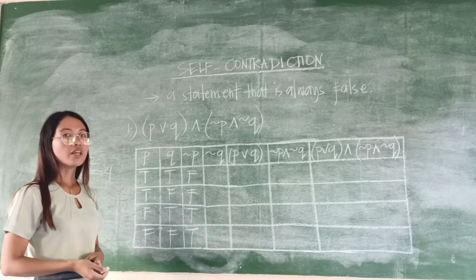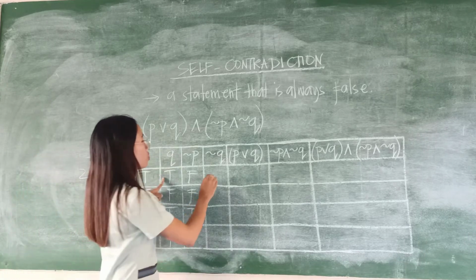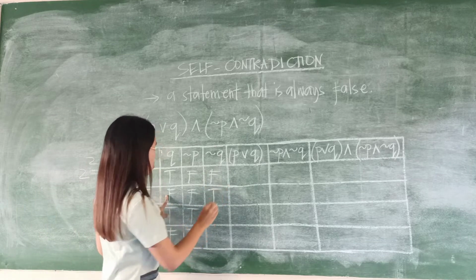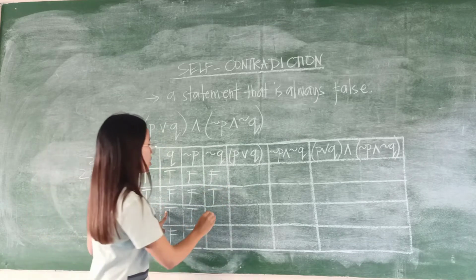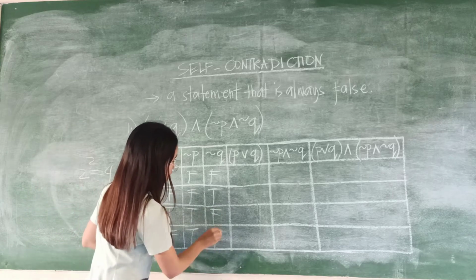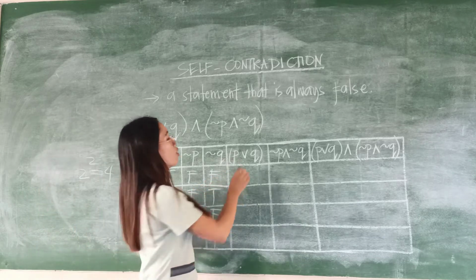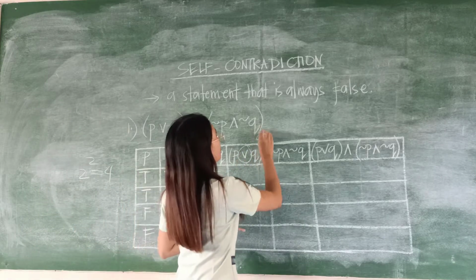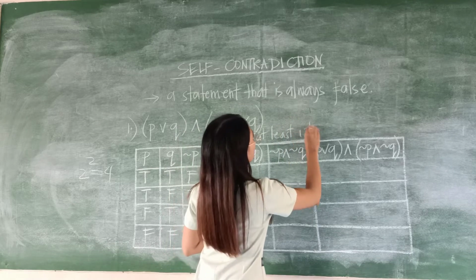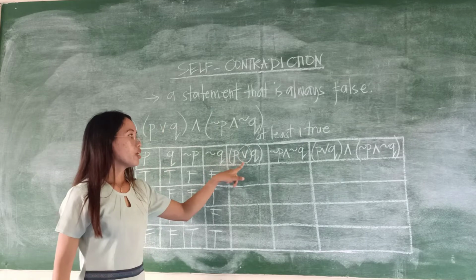Now let's get the negation for Q. So true, its negation will be false. False, its negation will be true. True, negation is false. Then false, its negation is true. Now let's proceed to P or Q. For at least one statement that is true. Okay, P or Q.